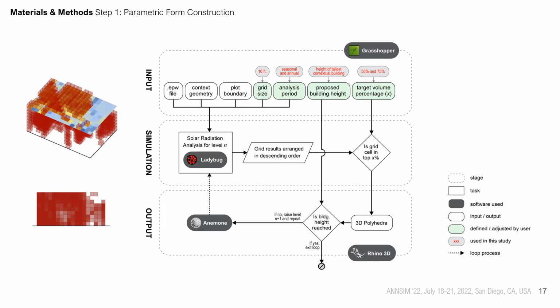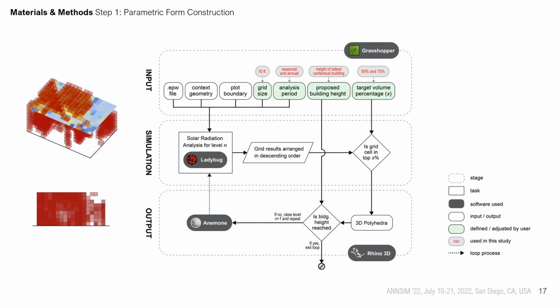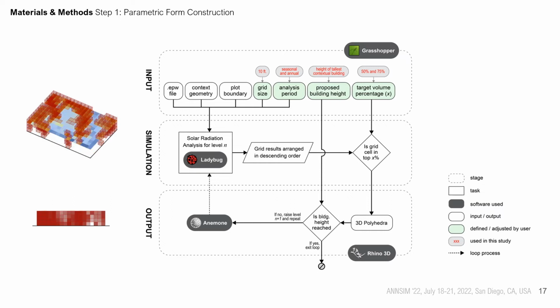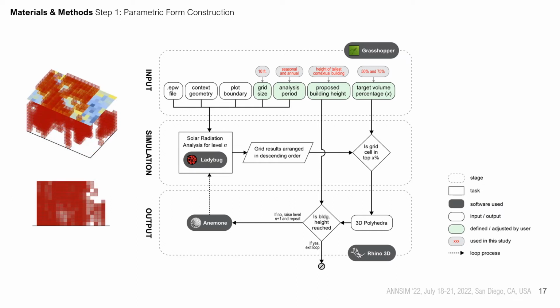The framework takes place in Grasshopper using Ladybug for solar radiation analysis. And the first step consists of 2 types of inputs, predefined, such as EPW file based on location, surrounding context geometry, and the site boundary. The second type of input is user-defined to give more flexibility to the designer.